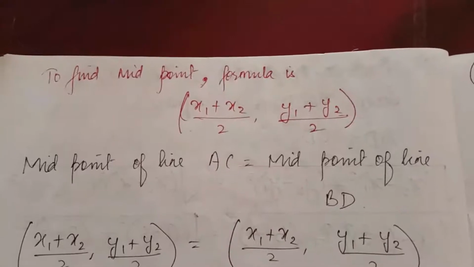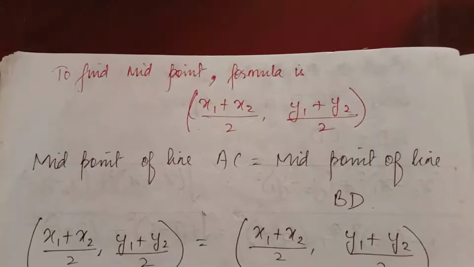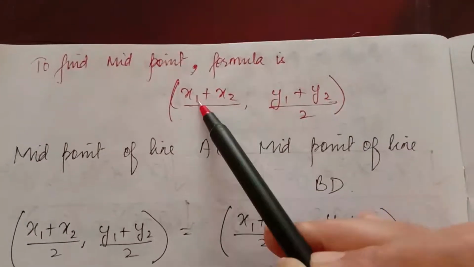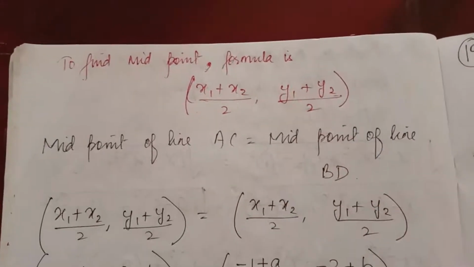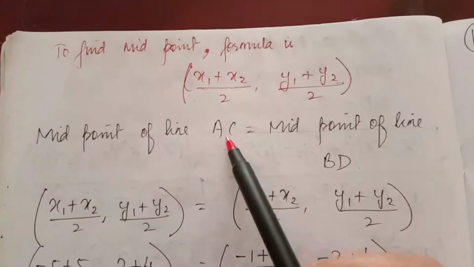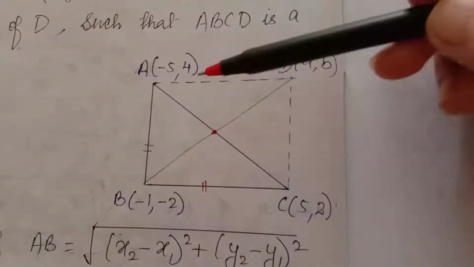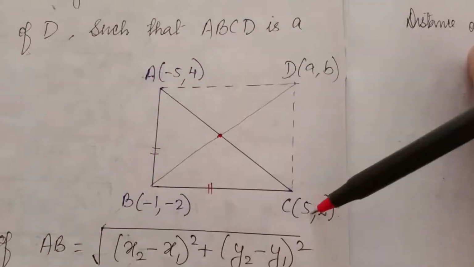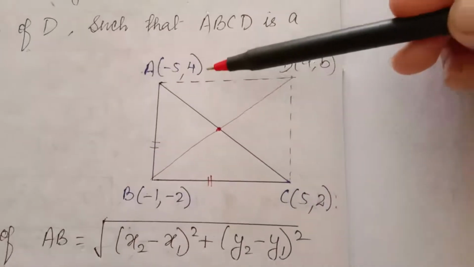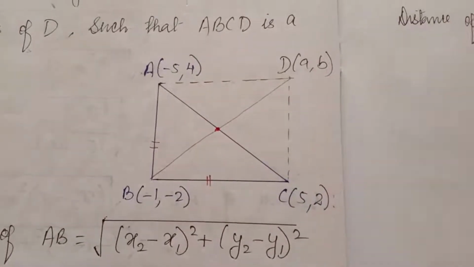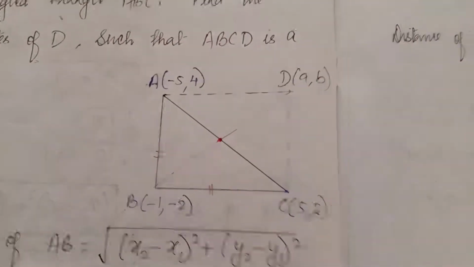The midpoint formula is, if you have to find the point which is in the middle of two points, (x1 plus x2) by 2 comma (y1 plus y2) by 2. So here we will use this formula. Midpoint of line AC is equal to midpoint of line BD. For AC, with x1 y1 and x2 y2, the midpoint is x1 plus x2 divided by 2, y1 plus y2 divided by 2. And for the line BD, this is x1 y1, this is x2 y2.